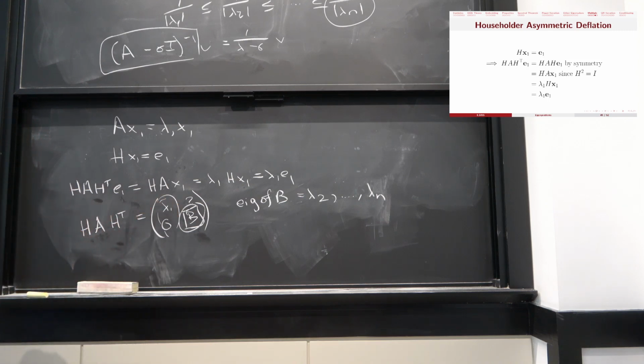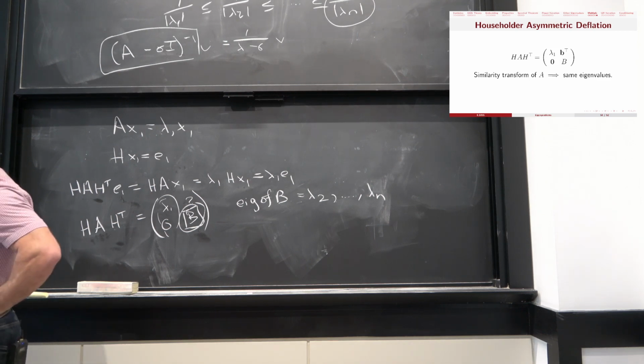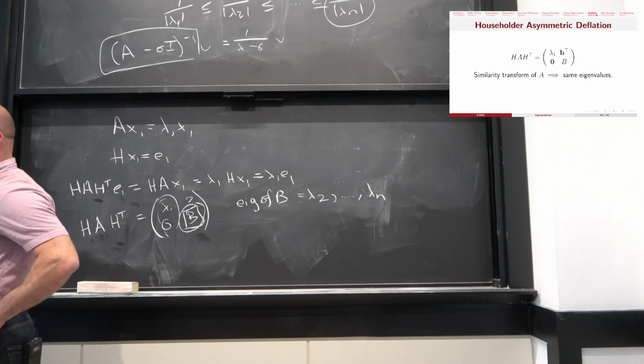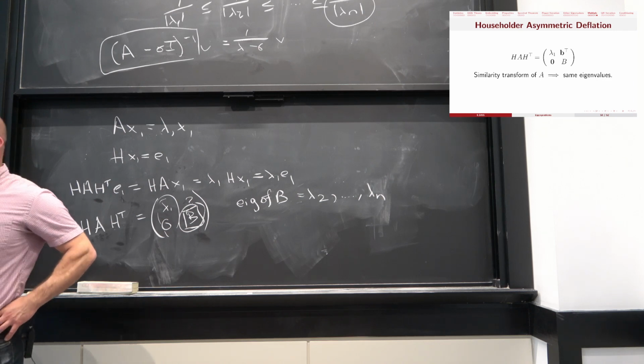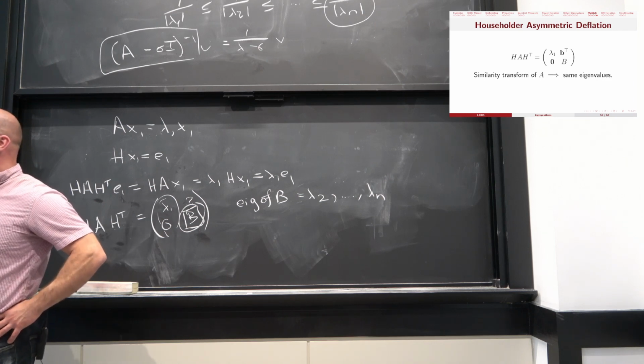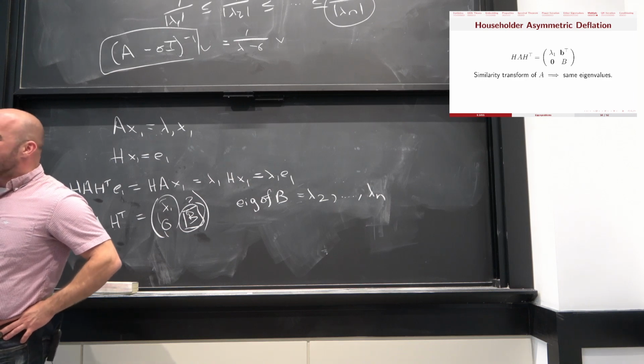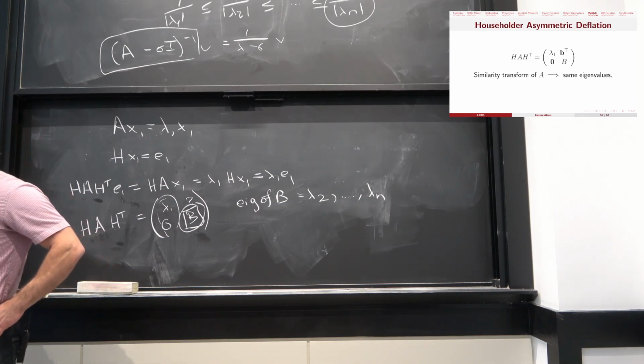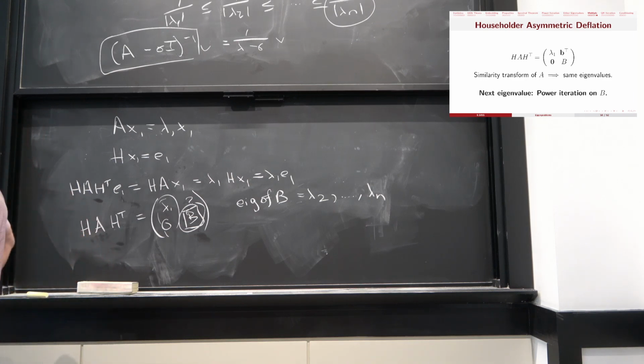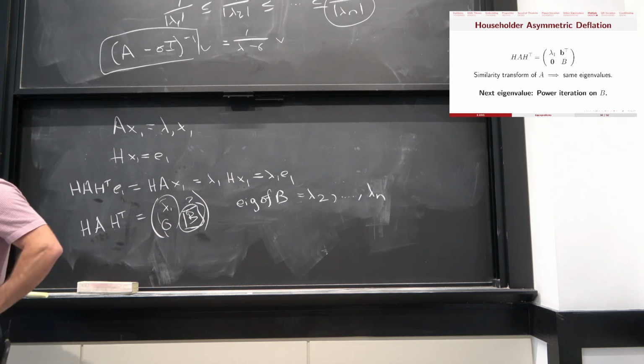Okay, so this is the basic trick: you conjugate with H. You know that lambda 1 ends up in the upper corner, and then what's left in B is going to be the remainder. So you recursively call your algorithm, which would be a terrible way to code it, and you keep going. Cool?